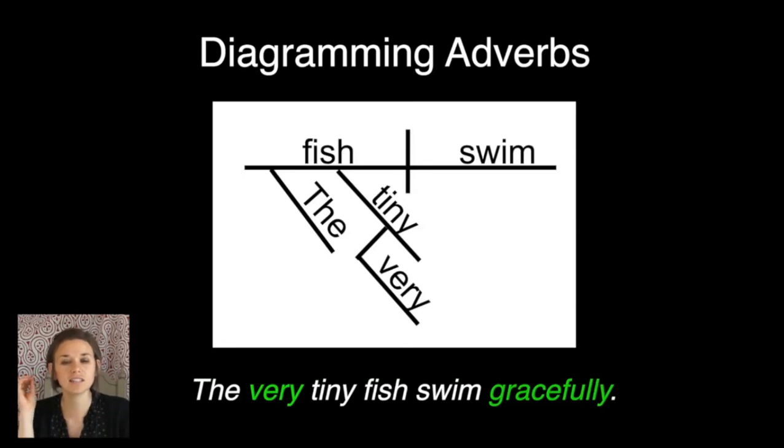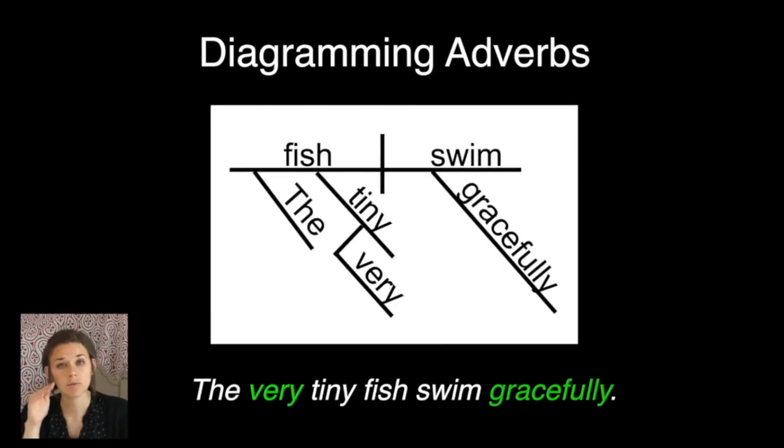Well, it's telling us more about how the fish swim. It's answering the adverb question, how. And since it's modifying the verb swim, we put it on a slanted line right under the verb swim. And there is your diagram for the very tiny fish swim gracefully.